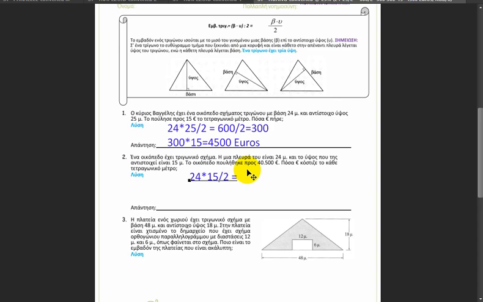So 24 times 15 is going to be 360, and divide this by 2, you get 180. Sorry, it had a total of 180 square meters, right? That was the total area.